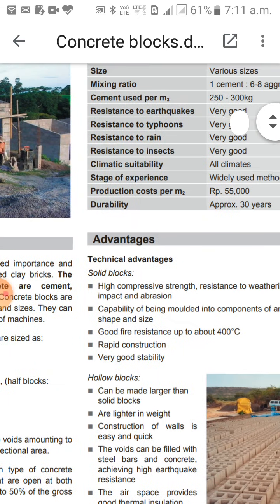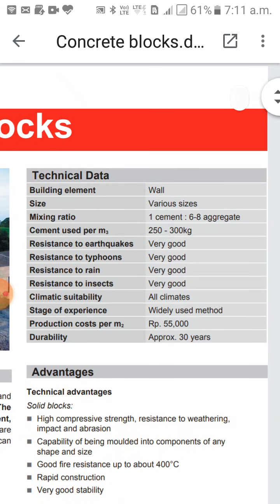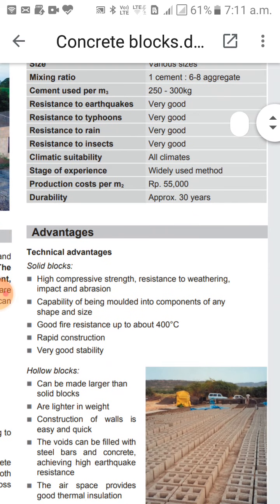Next, what is the primary use of hollow block? You have to build the wall, so the building element is the wall. To build the wall, we use hollow blocks or solid blocks. The mixing ratio is 1 part of cement and 6 to 8 parts of aggregate. The resistance to earthquake is good, and to rain and insects, everything is good. Durability is approximately 30 years. It is durable and will have a longer life.